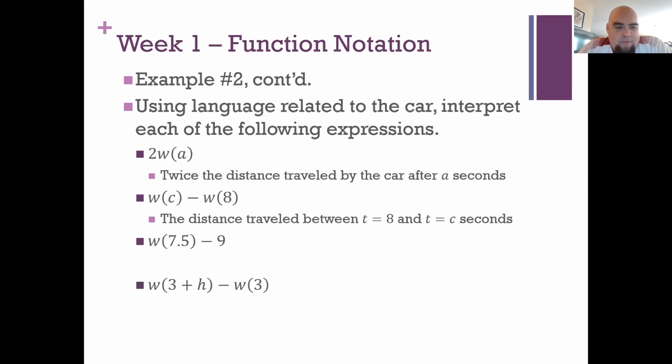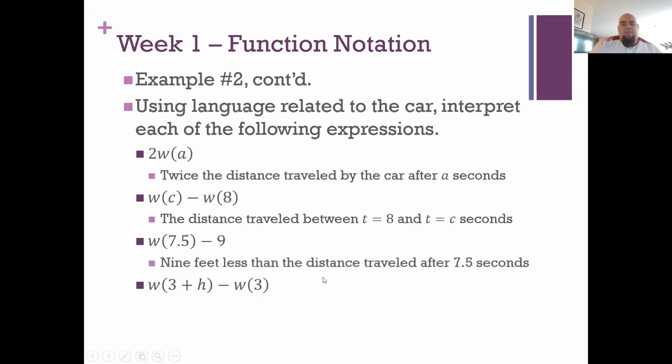Next one, W of 7.5 minus 9. And I got on chat from Cassandra, please tell me if I pronounce your name incorrectly: 9 feet less than the distance traveled in 7.5 seconds. I like it. So 9 feet less than the distance traveled after 7.5 seconds.